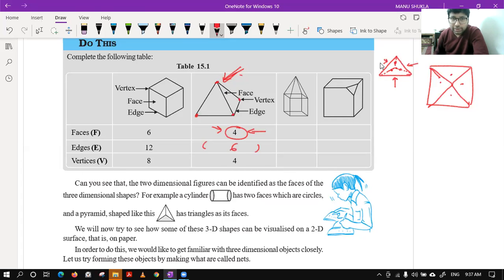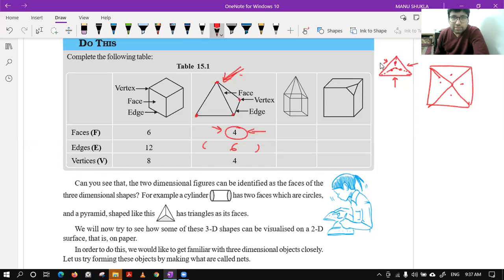So you are correct. Sir, there are four faces in a triangular pyramid and five in a square pyramid. Yes, beta, correct. Mokshita, correct, beta. Sir, there is a formula also. Yes, there is a formula also. But that is in class 8.